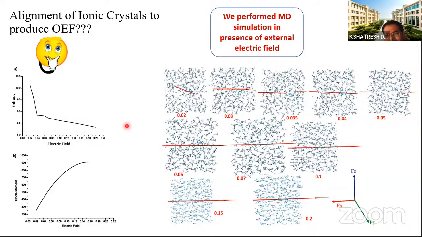Again, I calculated the dipole moment of the entire system to quantitatively verify that there is some organization of these ionic liquids. The dipole moment increases because the solvents are getting organized, and at some particular value it gets saturated, which means it is in a saturated state. So we verified that whenever we put an external electric field, this ionic liquid gets aligned, and this alignment produces some local electric field.